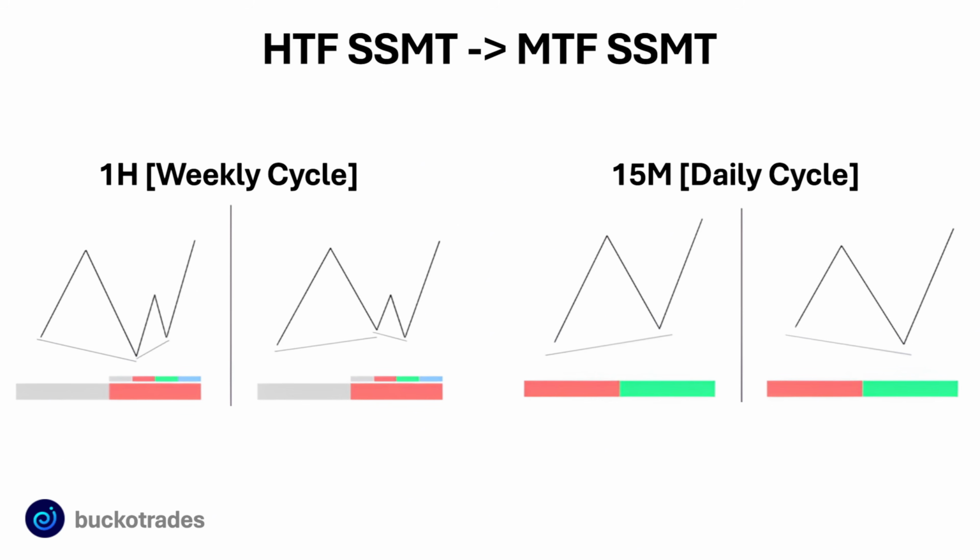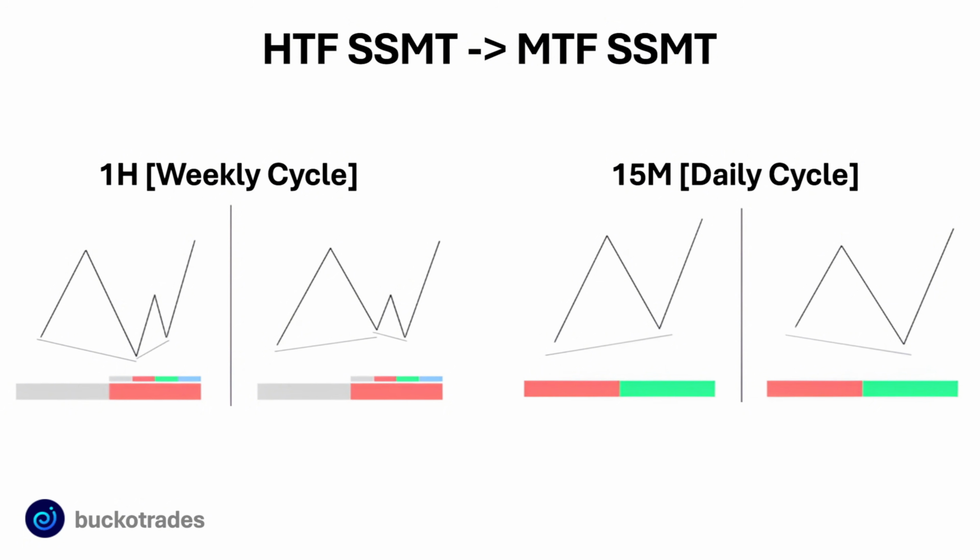All we need is a high time frame SSMT followed by a low time frame SSMT. Okay, so your low time frame can be one immediate time frame lower than what the high time frame SSMT is, or it can be two time frames lower. So what do I mean by this? Within this example, you can see that our high time frame would be the hourly chart, which is of course the weekly cycle. So we must see an SMT occur between 2 consecutive days of the week.